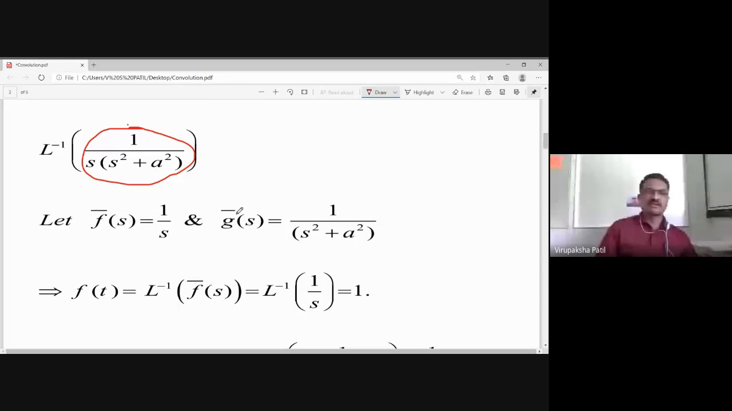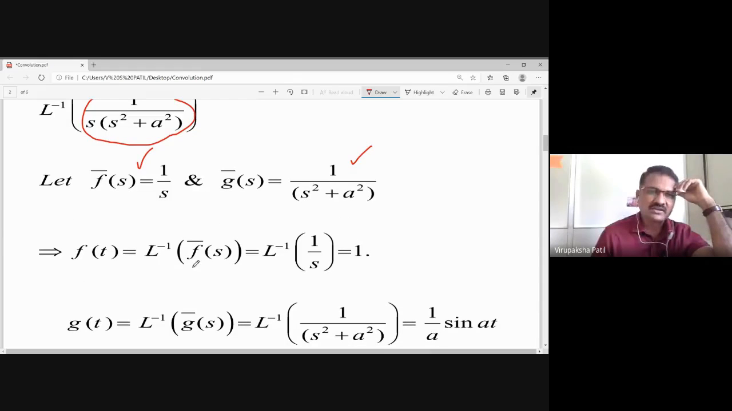as 1 by s, and g bar s as 1 divided by s square plus a square. So that if you multiply these two again, you will get 1 by s into 1 divided by s square plus a square, which is again 1 divided by s into bracket s square plus a square. So we have chosen 1 by s as f bar s, and the remaining term, 1 divided by s square plus a square, as g bar s.